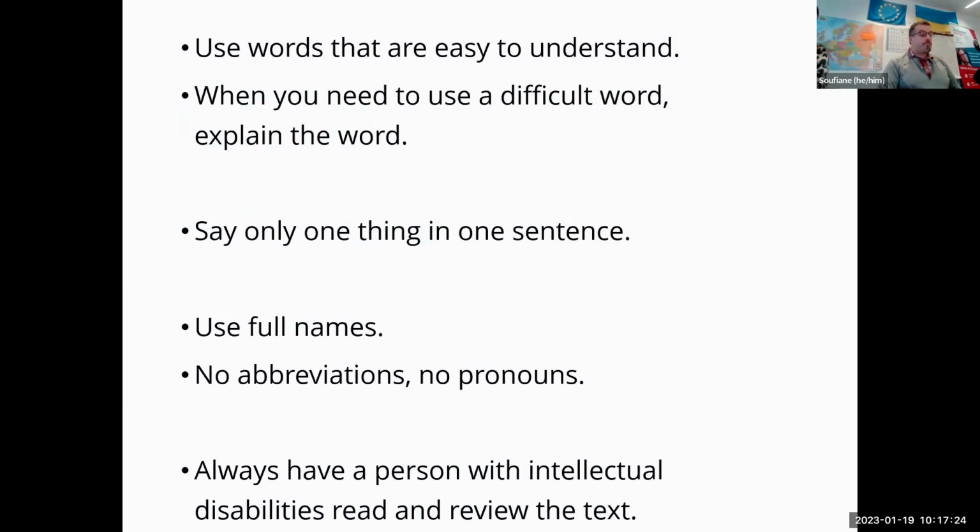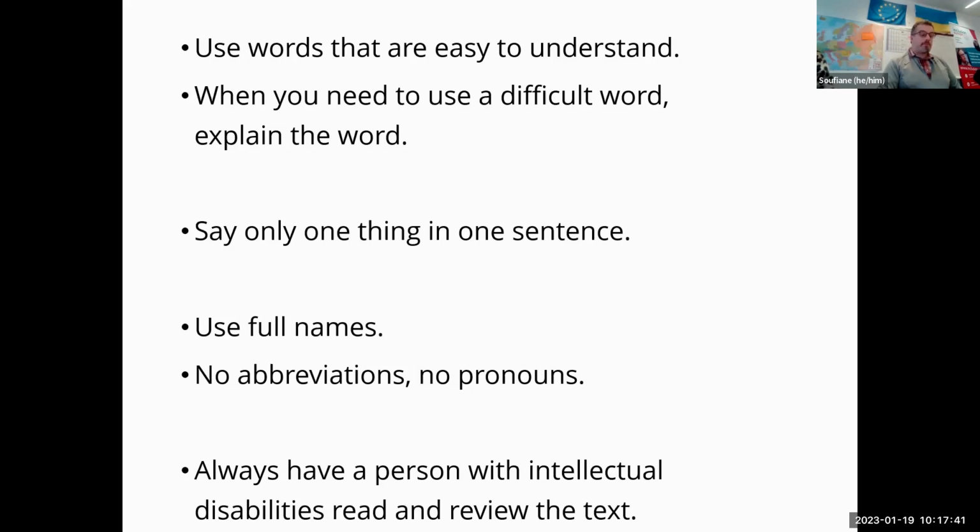First, and mostly important, you must remember these points. Use words that are easy to understand. If you need to use a difficult word, make sure you explain it. Try and only say one thing for each sentence.